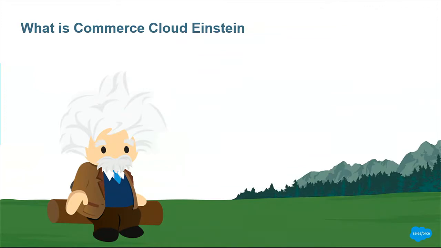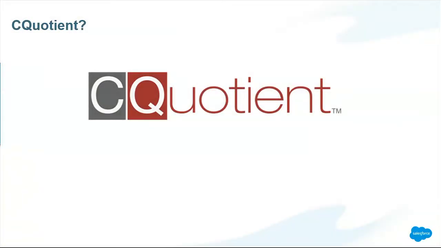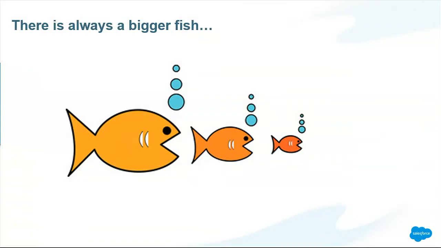So Einstein is a brand. It gets thrown around a lot, and I'm going to talk a little bit about the history of Einstein on the Commerce Cloud. Back when we were Demandware, we purchased a small intelligence firm out of Cambridge, Massachusetts, known as C-Quotient. At that time we just called it Predictive Intelligence, and we had already launched the feature that we're talking about now. And probably at least 6 months after, maybe 9 months after this acquisition, Salesforce came along and bought Demandware, always a bigger fish.